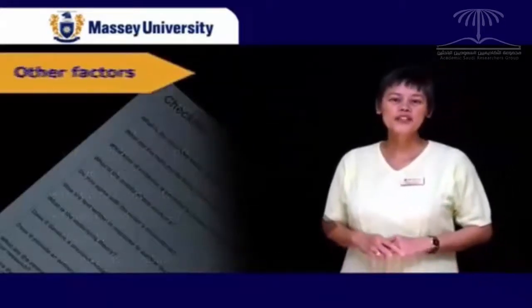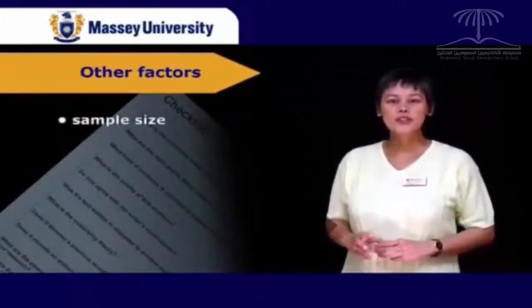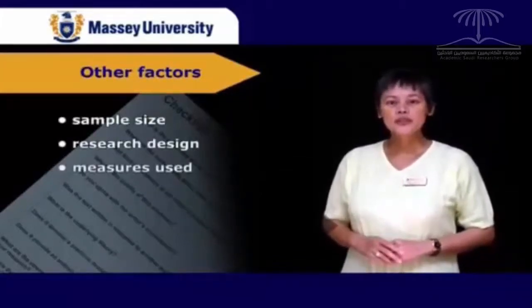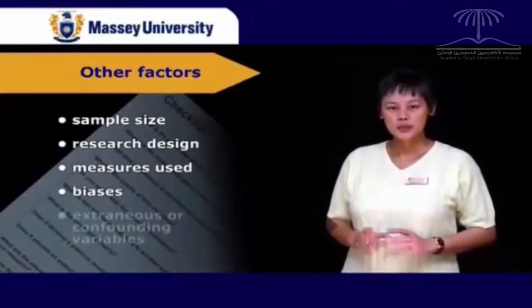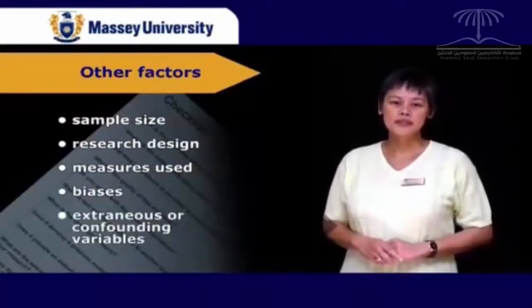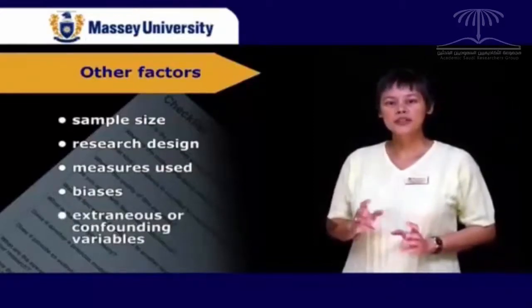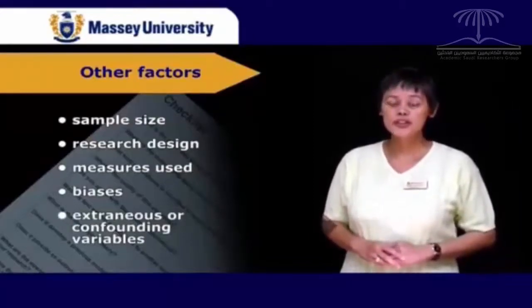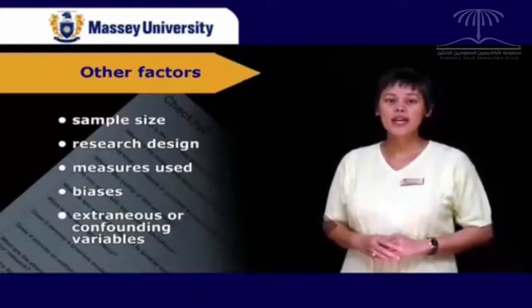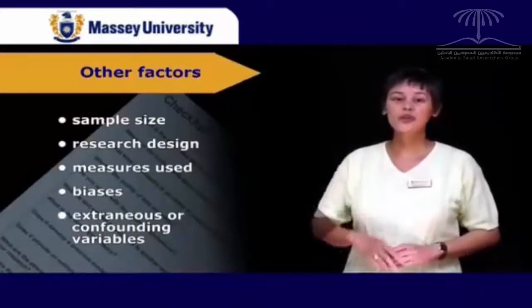Other factors to consider are sample size, research design, measures used, biases, extraneous or confounding variables. Designing a checklist will help you in evaluating written material and ensure consistency in your discussion. It also reduces your own biases.